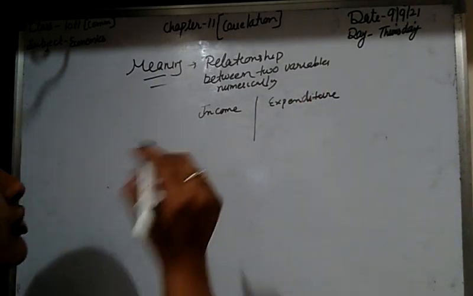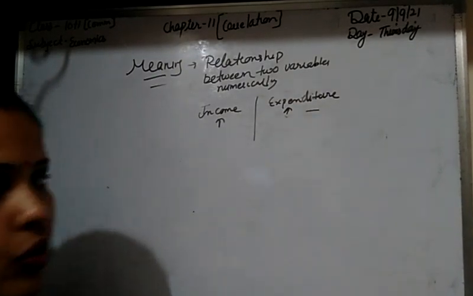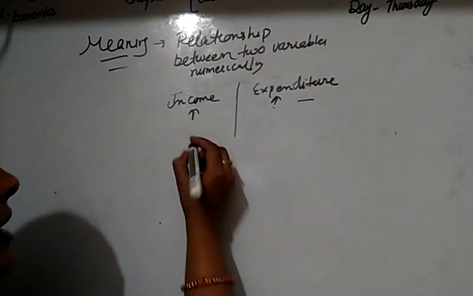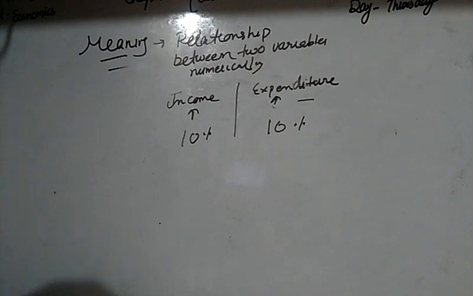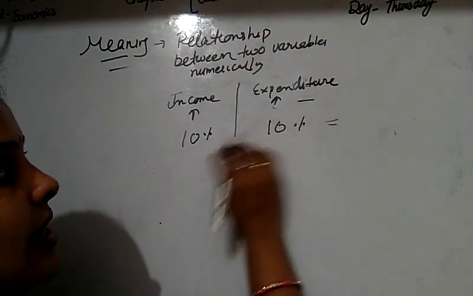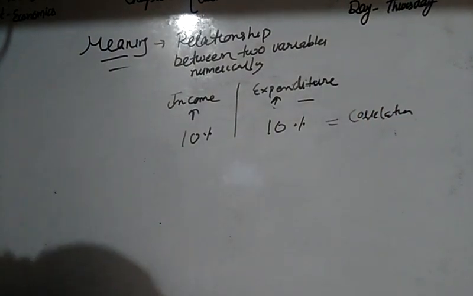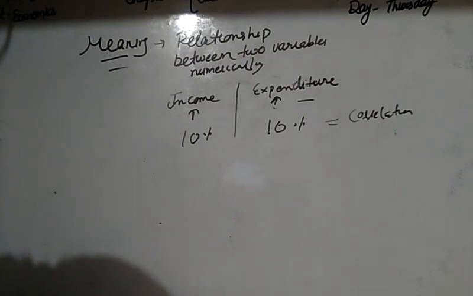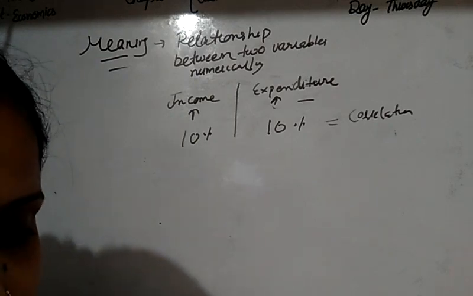Okay, so change in income or change in expenditure shows their relationship. So when their relationship is shown numerically, like a 10% increase in income leads to a 10% increase in expenditure, when we present it numerically, that we call correlation. When the relationship between two variables is expressed numerically, that we call correlation. So correlation is a tool which is used to express the relationship between two variables numerically.